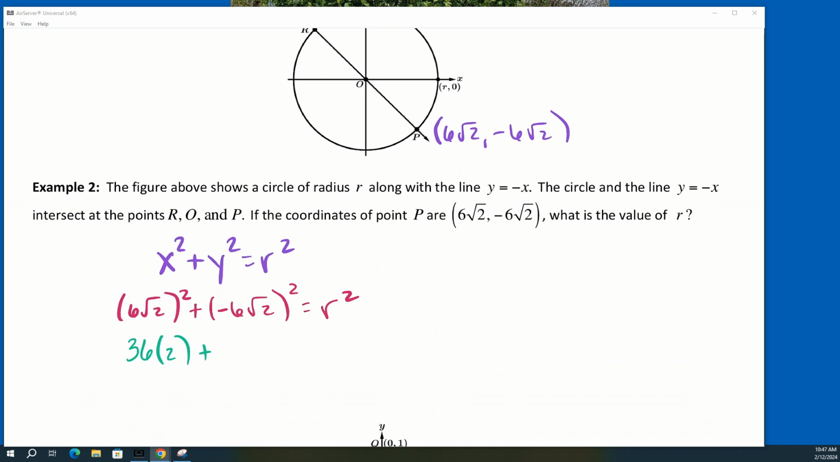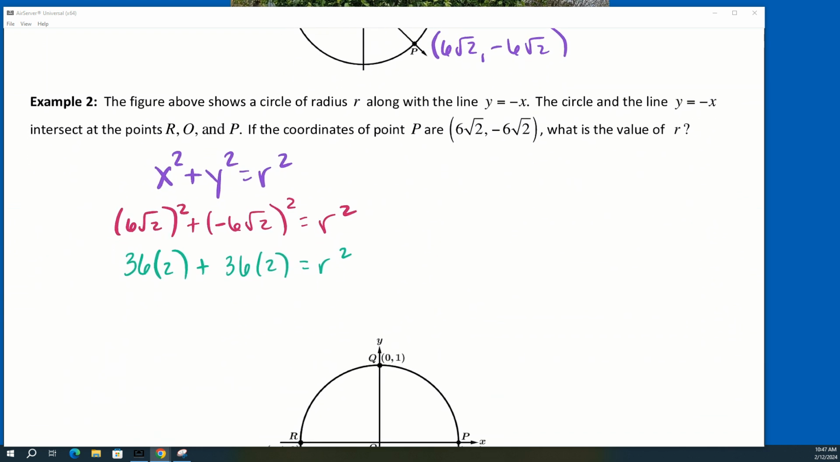All right, and then same thing, we're going to square negative 6, which is still 36. Square the square root of 2. All right, you're going to need to either know what 36 times 2 is out of your head or go over to the side and multiply it. But what is 36 times 2? 72. And then when we add that, we get 144. So what's our radius? Which is? Yes.